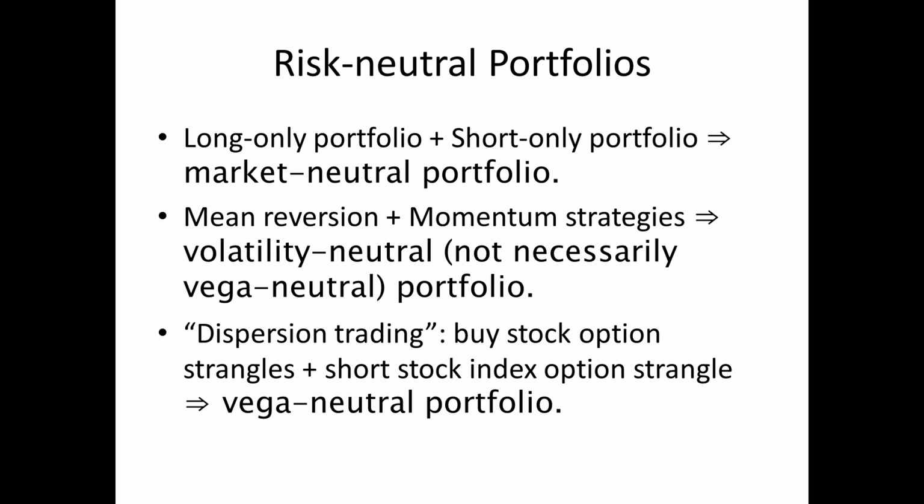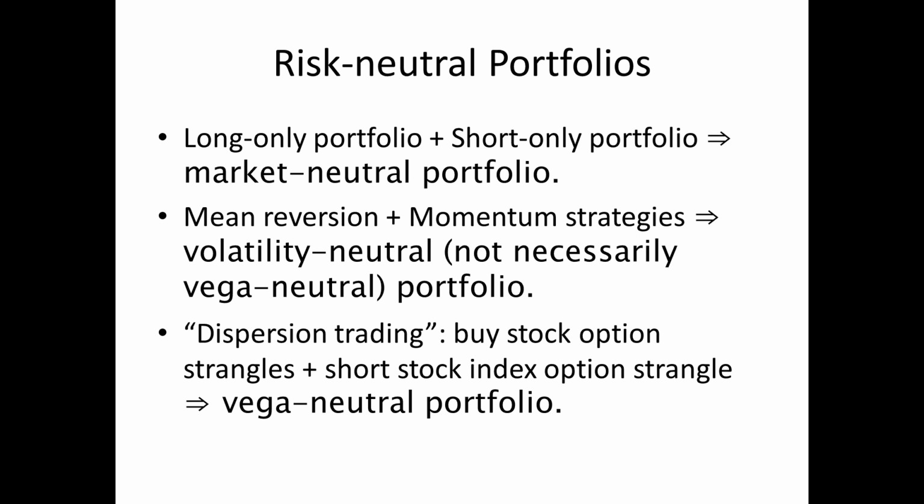Note that I say it is volatility neutral. I didn't say it's Vega neutral. Vega neutral means that it's neutral to changes in implied volatility. I'm talking about this combination being neutral with respect to changes in realized volatility. So I'm calling it volatility neutral. Finally, if you really are interested in a Vega neutral portfolio, you will have to combine options, because really only option portfolios have implied volatility. So you might look into a trading strategy called dispersion trading, where you buy stock option strangles and short stock index option strangles. That would create a Vega neutral portfolio.